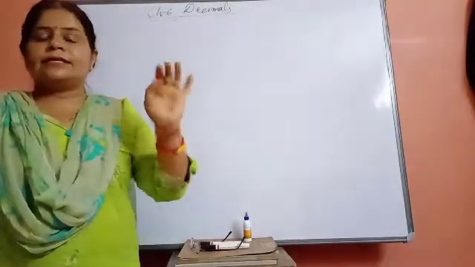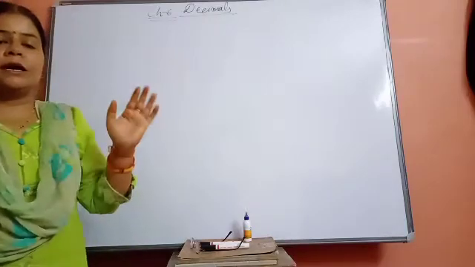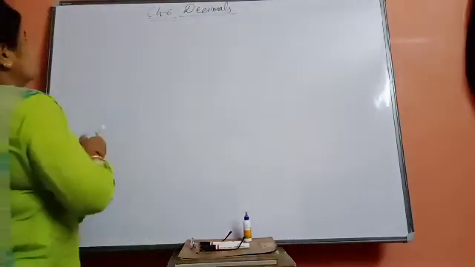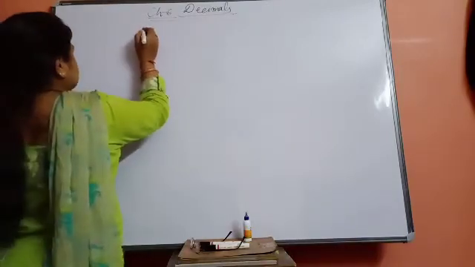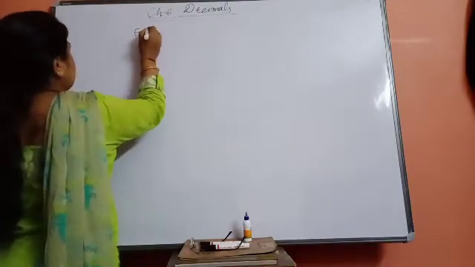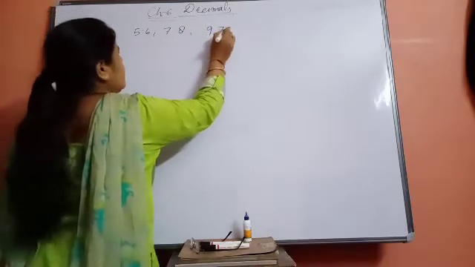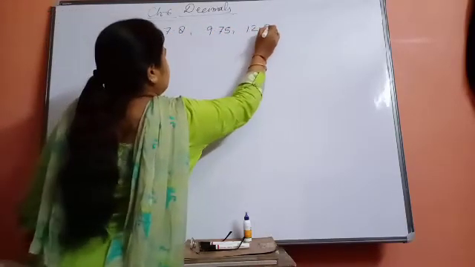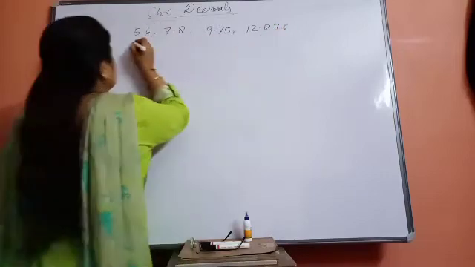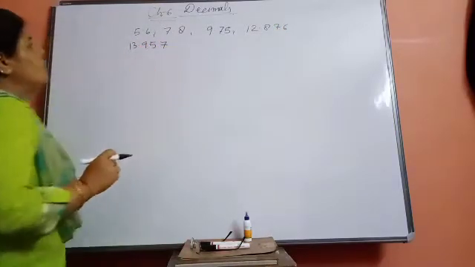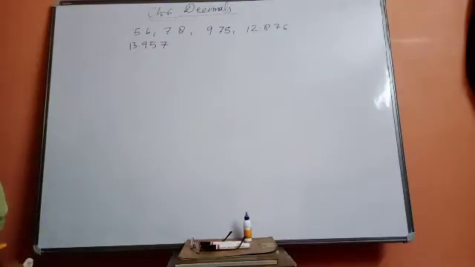After your second internal assessment, now we are going to start our new topic, that is decimals. You have learned this chapter in earlier classes, in class 5th also. You are aware of some decimal numbers like 5.6, 7.8, 9.75, 12.876, 13.957. These are examples of decimal numbers.